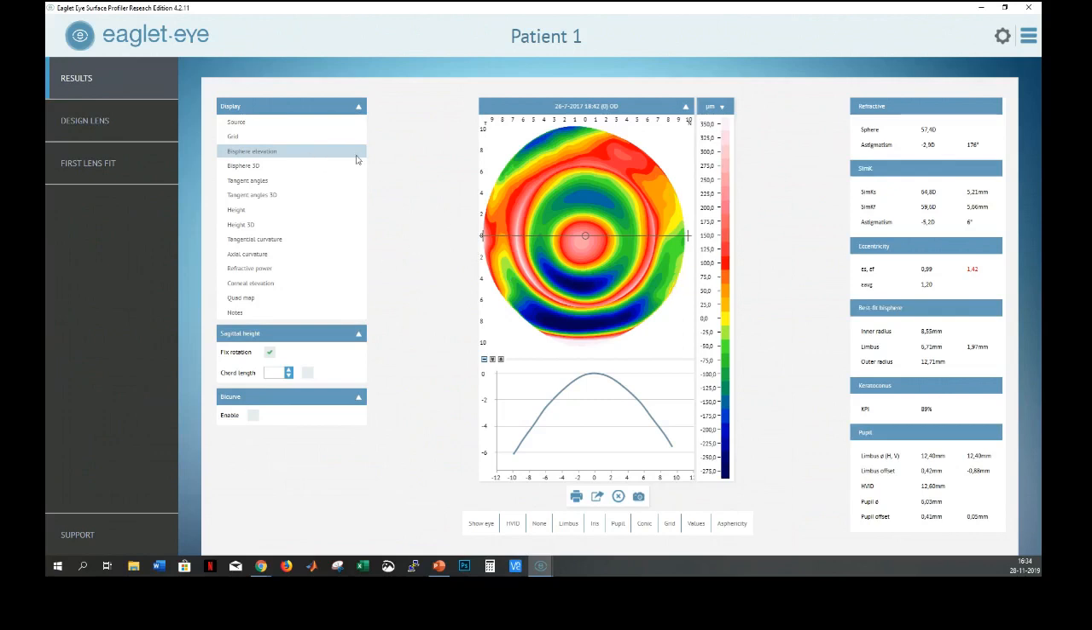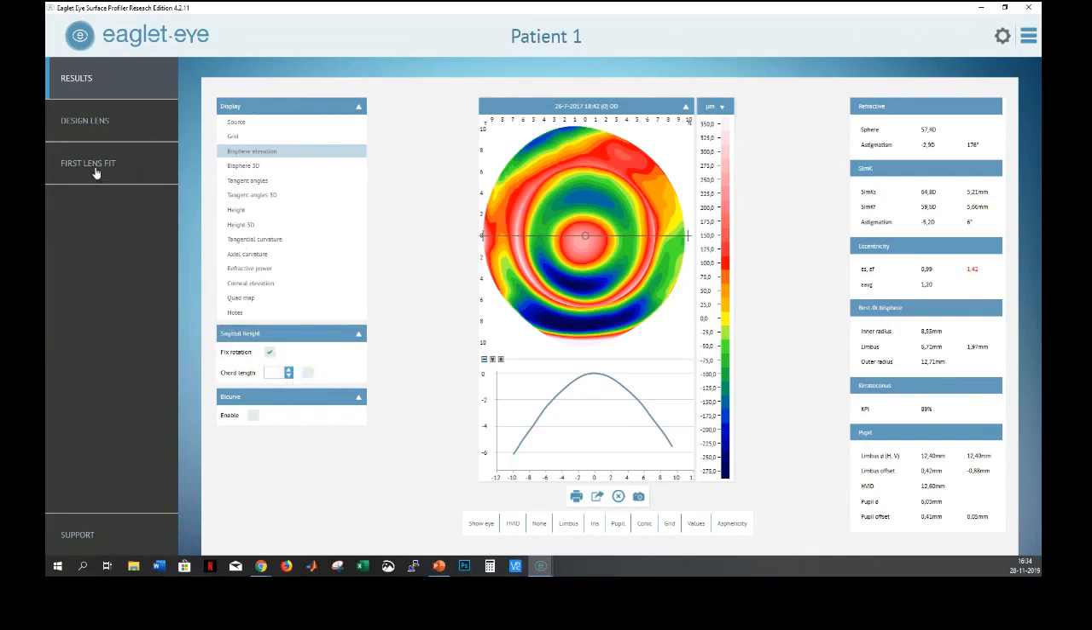To show how it's working, the biosphere elevation map is the first place the software is starting at the moment that you open a measurement. So this is the place where you can just see how it looks. Down here is the sagittal height tool, which I went into detail on before.